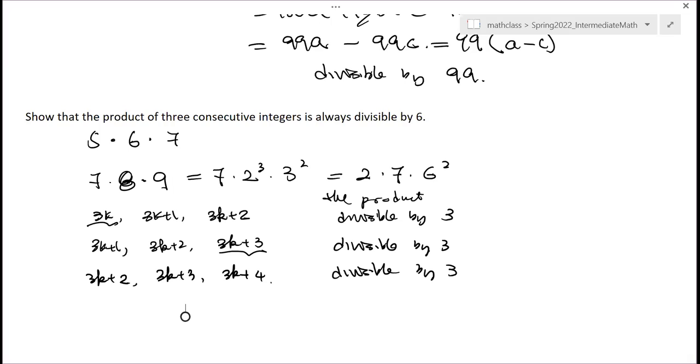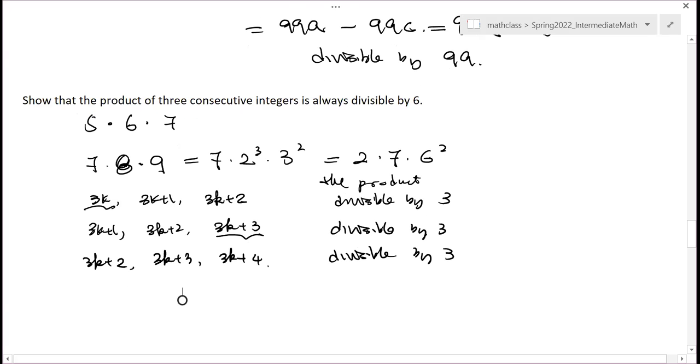Now, why is it divisible by 6? Because in any 2 consecutive integers, one of them must be even. So one of them must also be divisible by 2. Okay, in any of these groups, one integer must be even. Okay, sometimes 2 integers are even, sometimes 1 integer is even.